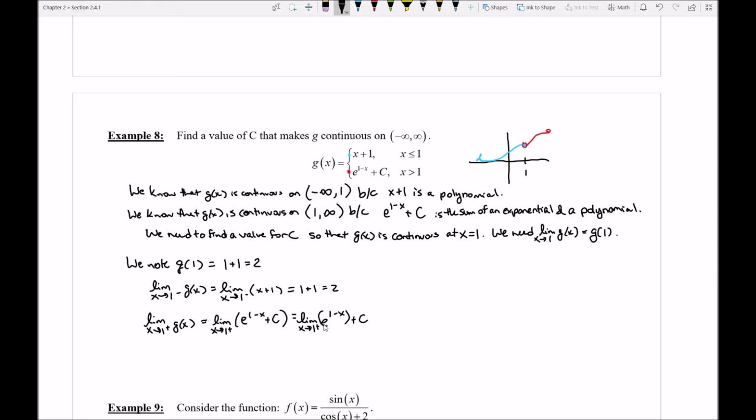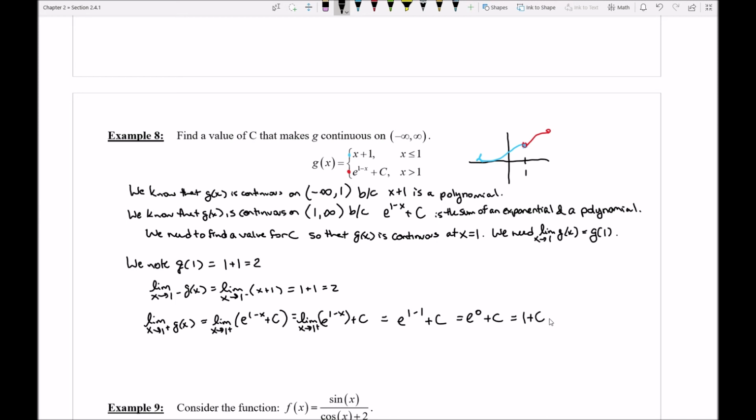So I need the limit of this first piece. But here's something that's really interesting. Don't I already know that this piece is a continuous function? If this is a continuous function, then by the definition of continuity, this would be the same as just its y value at the point. So what I can do is simply plug in the value of 1. This is going to get me e to the 0, and so this is going to get me 1 plus c.